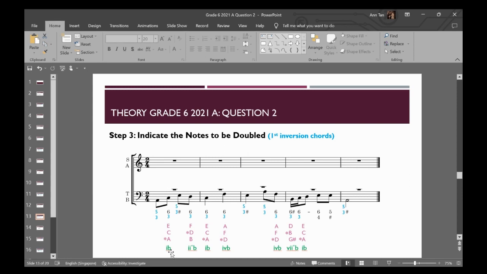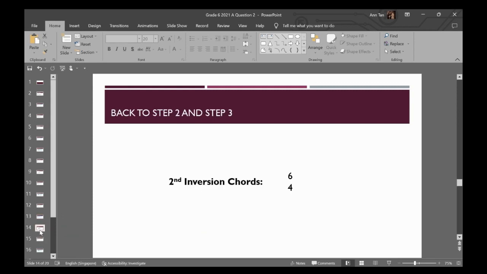So for the primary chords, we double the root. And this is a secondary chord, chord 2, we double the third. We do it accordingly in the same manner for the rest of the chords. By placing a star next to the notes that we need to double, we're very clear on our working. And these are for the first inversion chords, or indicated by 6-3. So we'll move on to the next step.